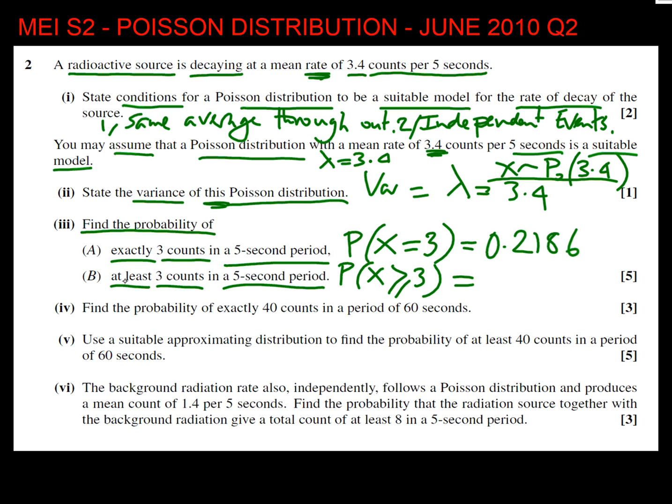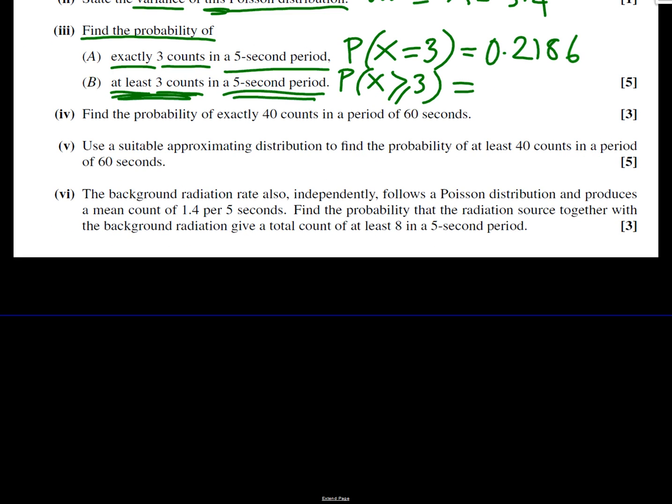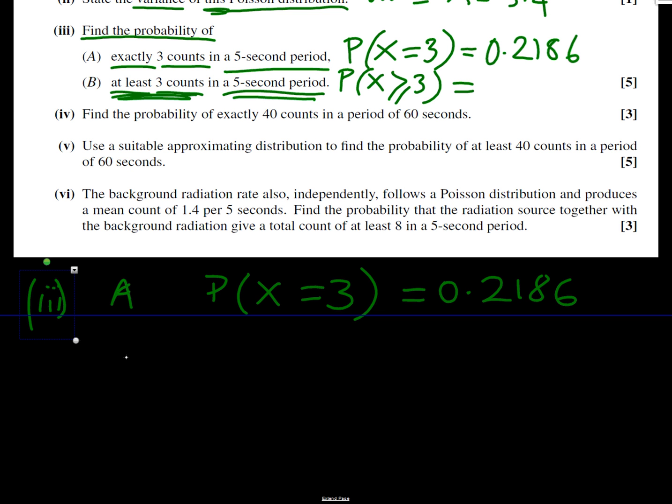Okay, so that was the easy bit. We got a mark or 2 for that, didn't we? Now let's have a look at the second part. At least 3 counts in a 5-second period. I'm going to move us on, and I'm going to start extending here. So this is number 3. Number 2a, as we just found, was the probability that x equals 3, which equals 0.2186. Now what have we got to find? In b, we've got to find the probability that x is at least 3.